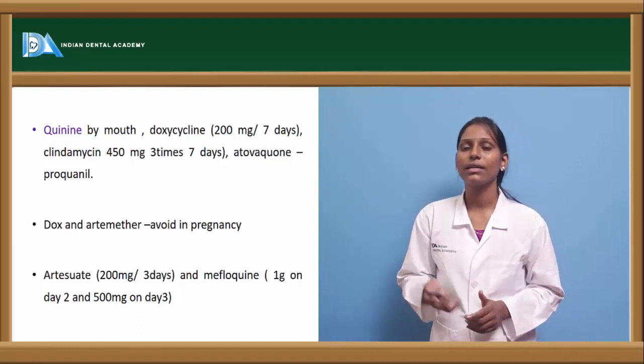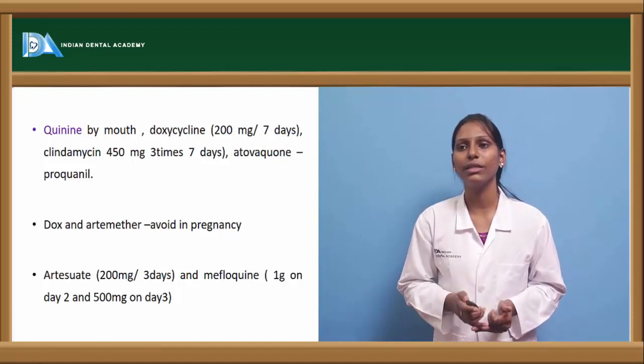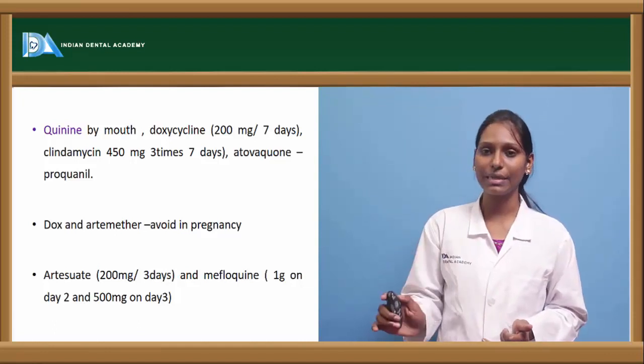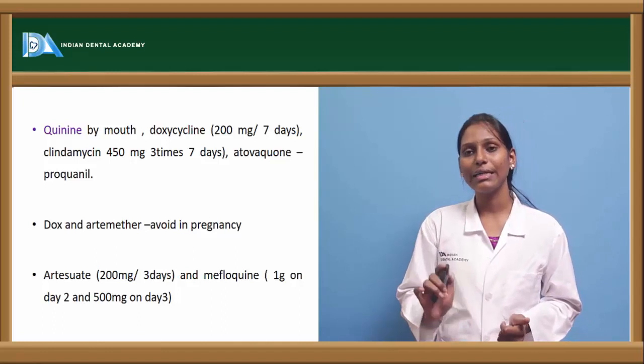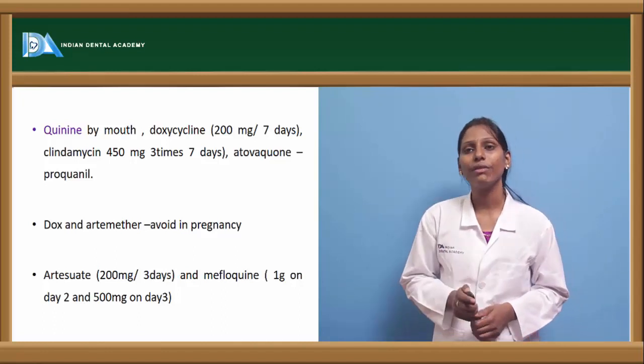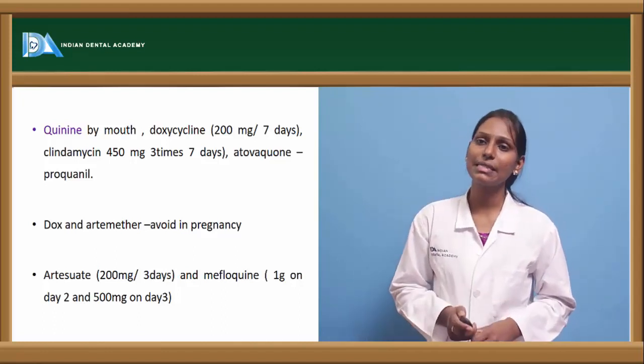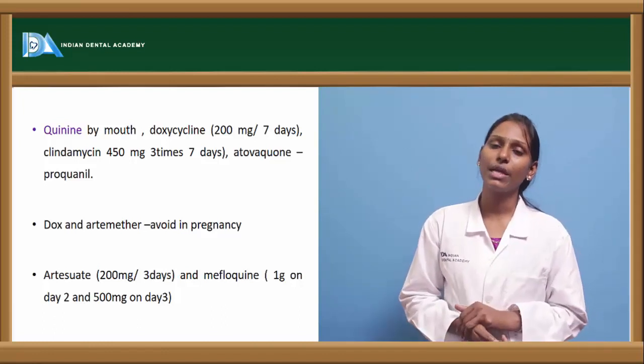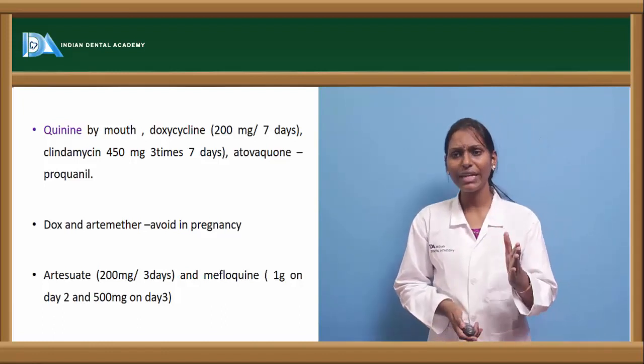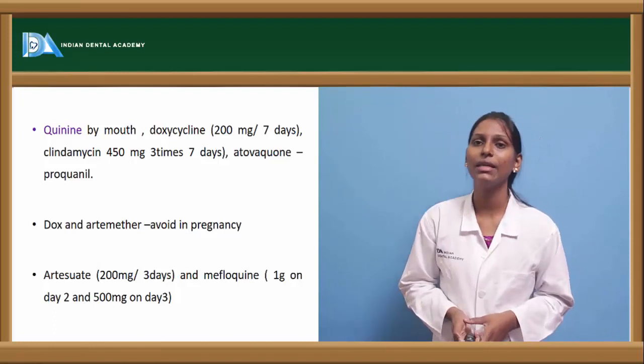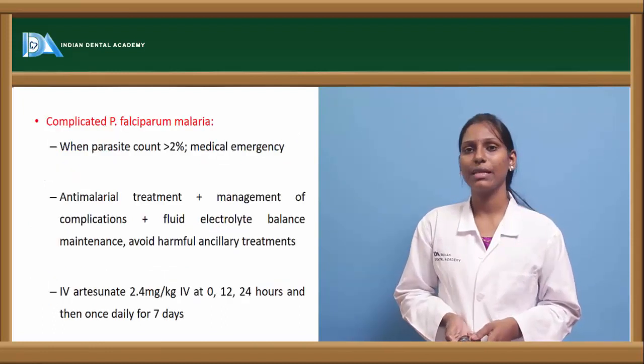Other drugs such as doxycycline and artemether have to be avoided in pregnancy because they are contraindicated in pregnancy. And artesunate, about 200 milligrams per day for 3 days, and mefloquine, which can be given as 1 gram on day 2 and 500 milligrams on day 3, can also be used for treating mild Plasmodium falciparum malaria.